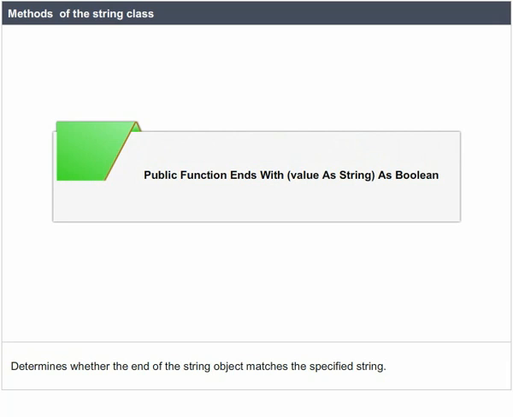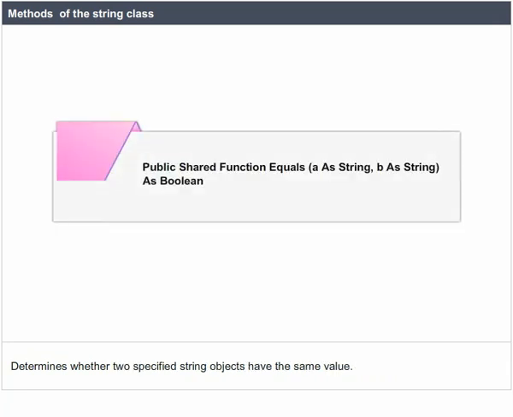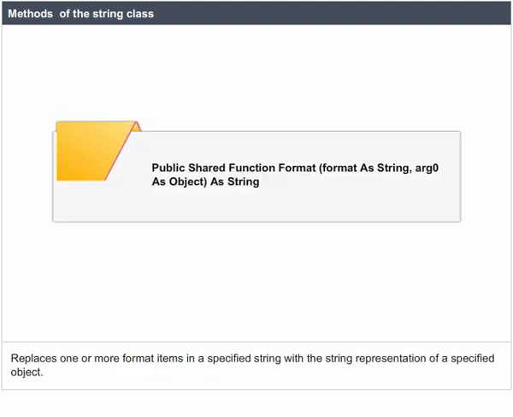Public function Equals(value as String) as Boolean determines whether the current string object and the specified string object have the same value. Public shared function Equals(a as String, b as String) as Boolean determines whether two specified string objects have the same value. Public shared function Format(format as String, arg0 as Object) as String replaces one or more format items in a specified string with the string representation of a specified object.